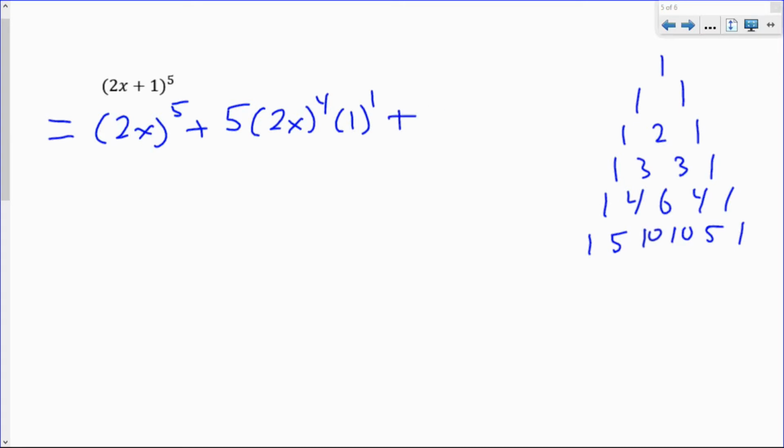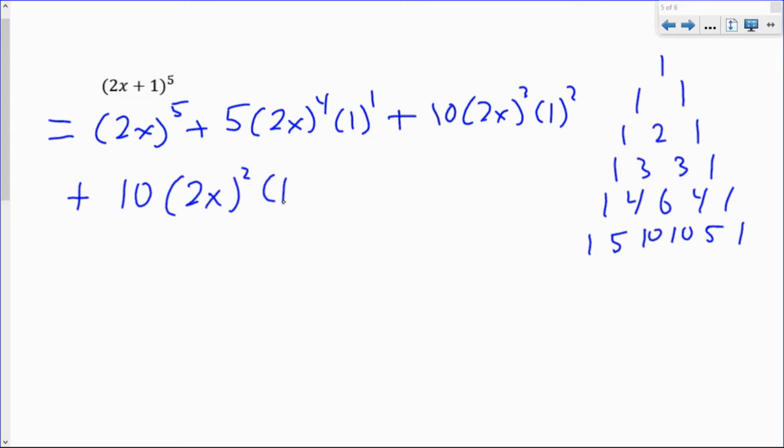Moving on, I have a 10, (2x) cubed, 1 squared. Another 10, (2x) squared, and now it's 1 to the power of 3. A 5 times (2x) to the power of 1, or just 2x, 1 to the power of 4. And then finally, my last one, 1 to the power of 5.